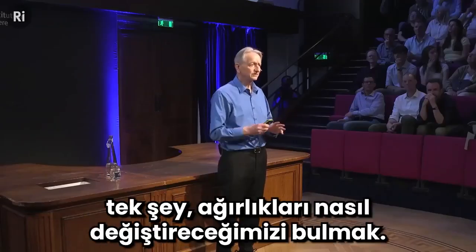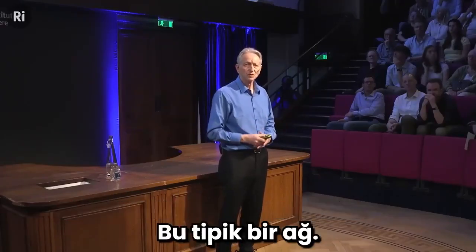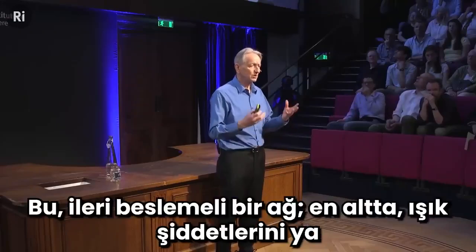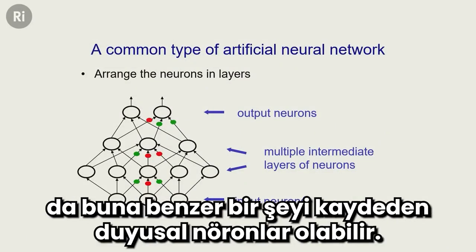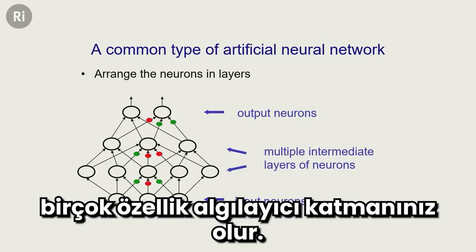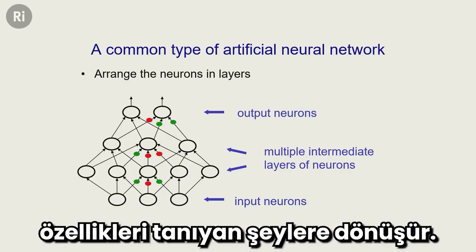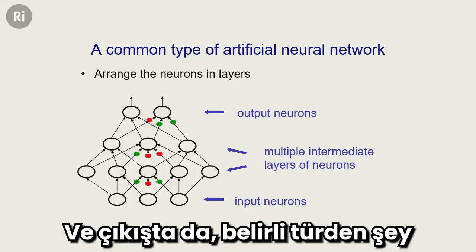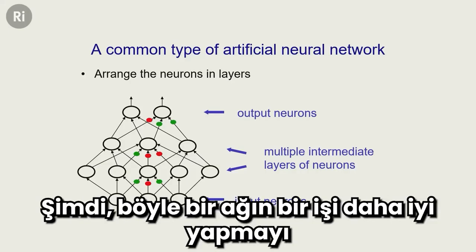So all we need to do to make artificial neural networks work is figure out how to change the weights. We hook them up into networks. This is a typical network. It's a feed-forward network, where at the bottom you might have sensory neurons that are recording light intensities or something like that. And as you go up through the layers, you have many layers of feature detectors. That is, the neurons turn into things that recognize particular features in an image. And at the output, you might have neurons that represent particular classes of thing.